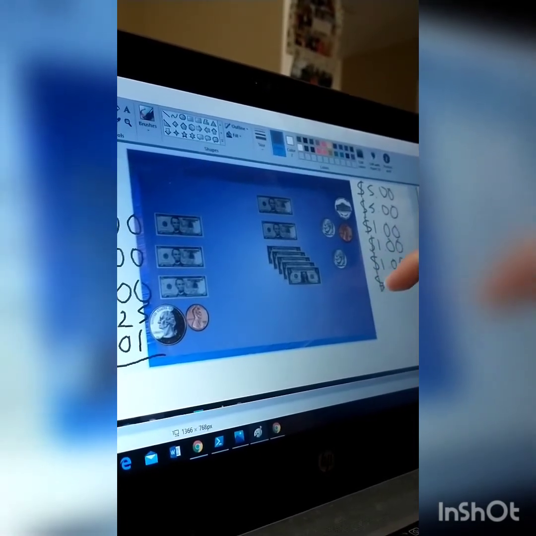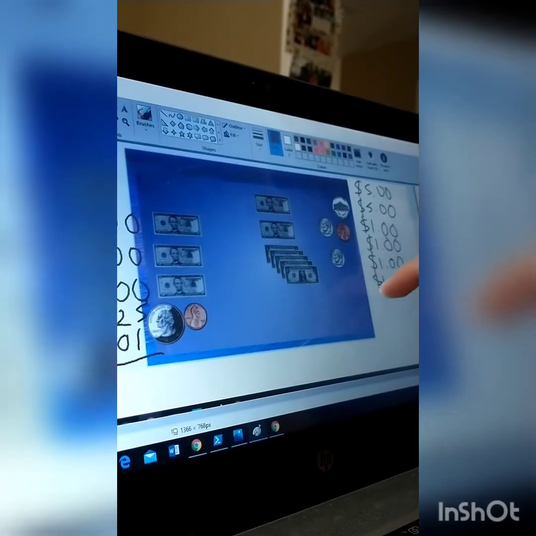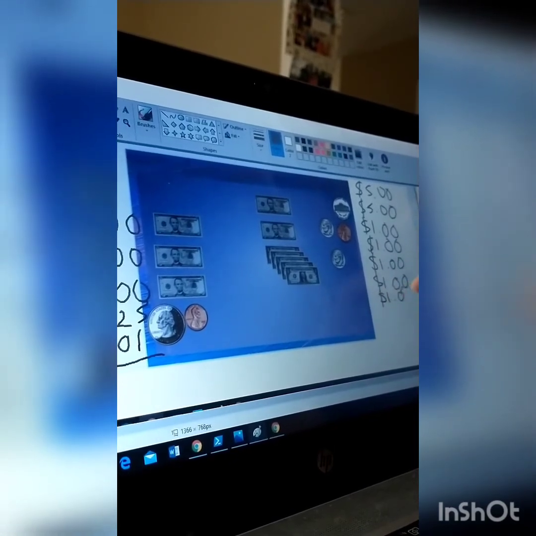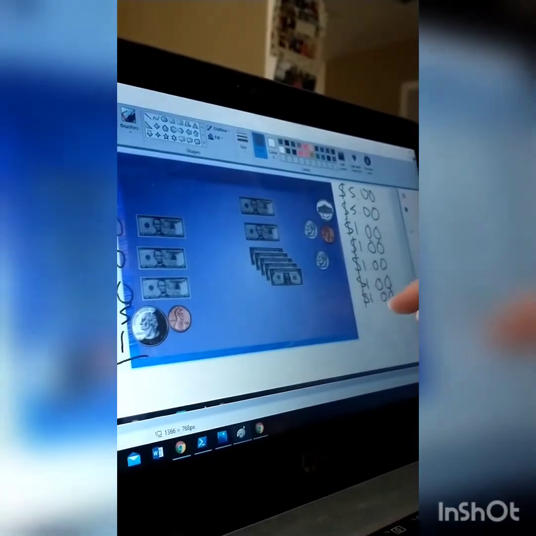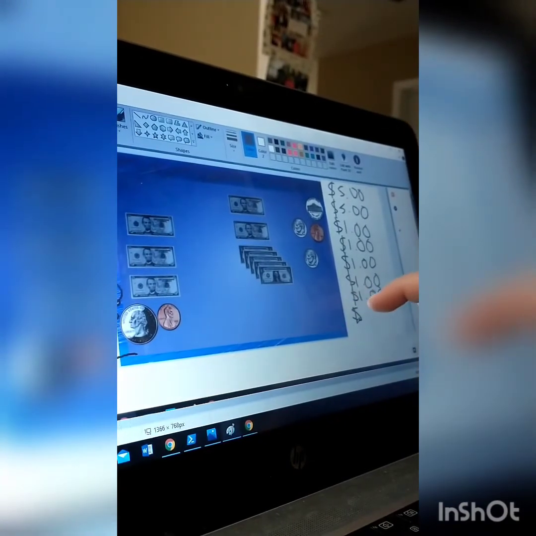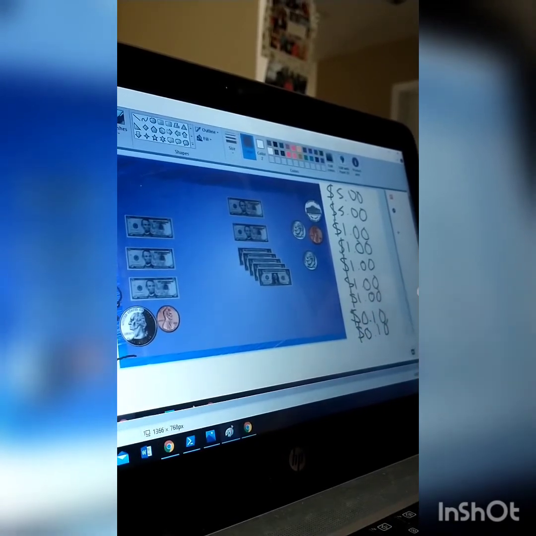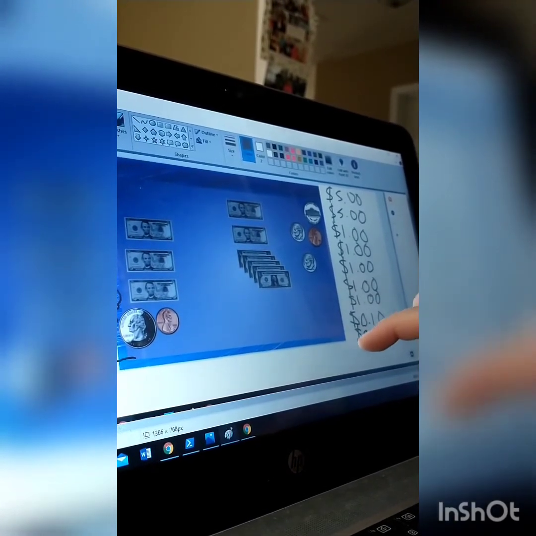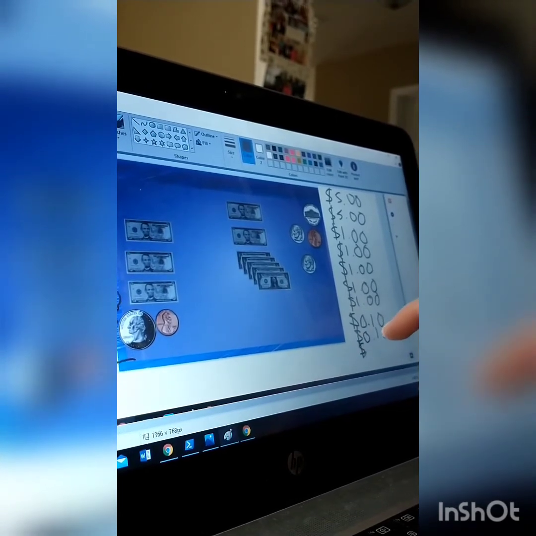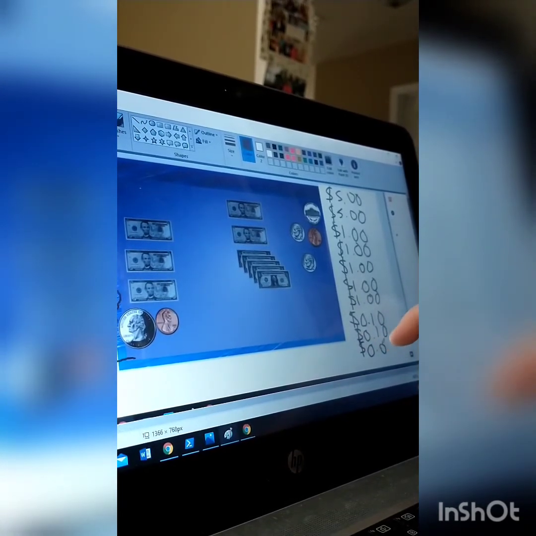Now I have a dime. I have 2 dimes actually, so I can do 0.10, 0.10. Then I have a nickel. What do I need to do for that? 0.05. Good. And then that penny again.